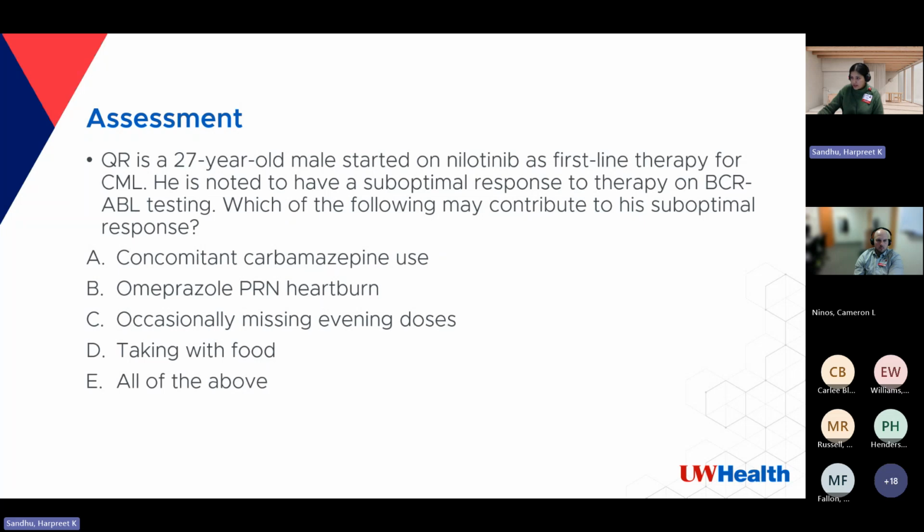So one quick assessment question. QR is a 27-year-old male starting on nilotinib as first-line therapy for CML. He's noted to have a suboptimal response to BCR-ABL testing. Which of the following may contribute to his suboptimal response? A, concomitant carbamazepine use; B, omeprazole PRN heartburn use; C, occasionally missing evening doses; D, taking it with food; or E, all of the above.